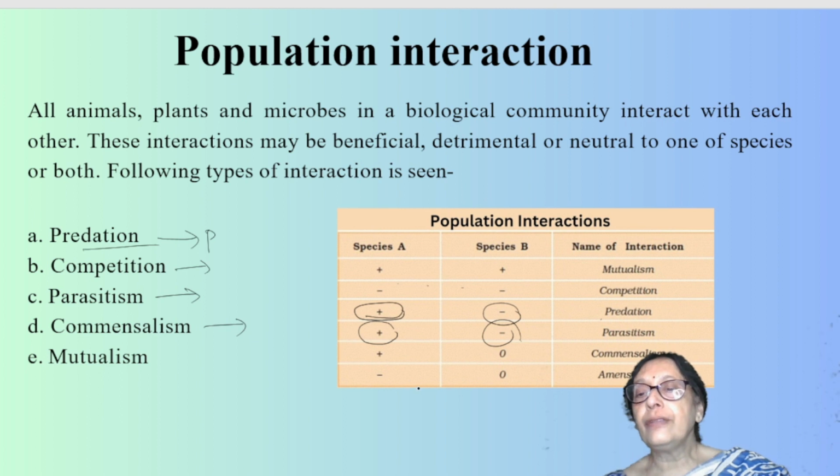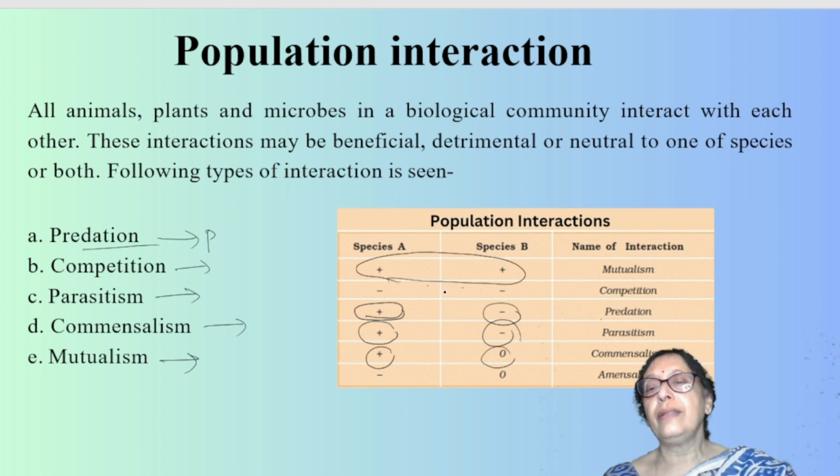Commensalism is a symbiotic relationship where one organism is benefited, but the other one is not affected in any way. So it is plus zero. Mutualism is another symbiotic relation where both are positively helped, for example, the symbiotic bacteria in the root nodules of pea plants. Each one is helping the other.